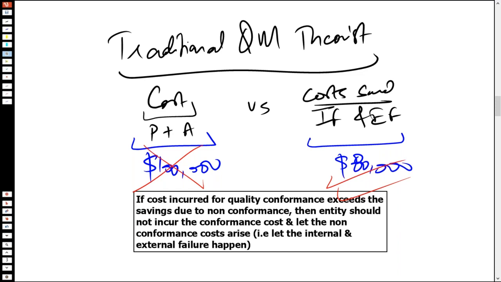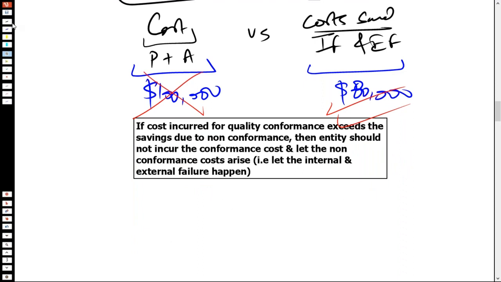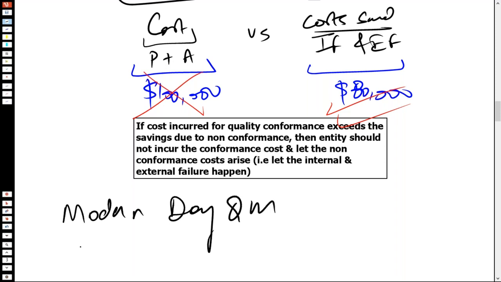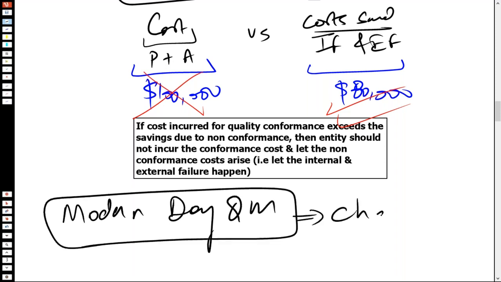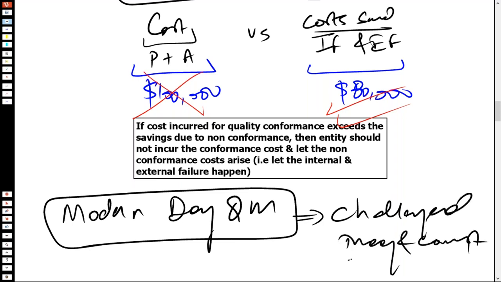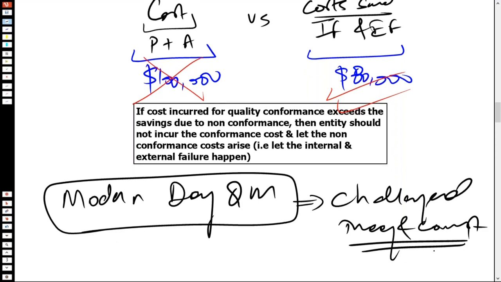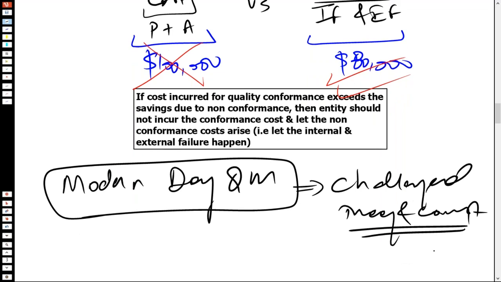Now, let's try to understand further. The modern day quality management theorists challenged the theory and the concept of the traditional quality management theorists. I repeat, the modern day quality management theorists actually challenged this concept.